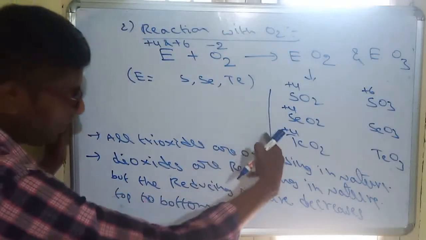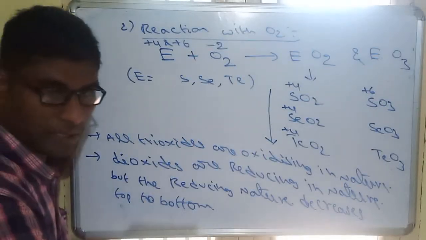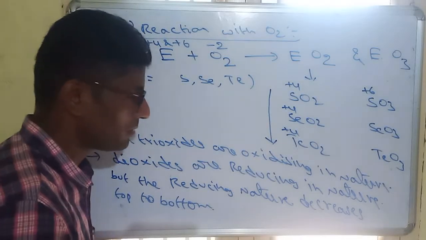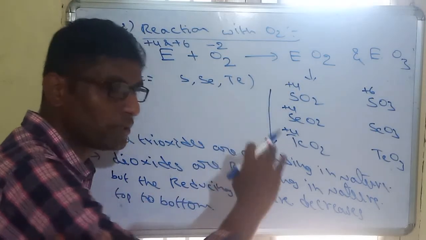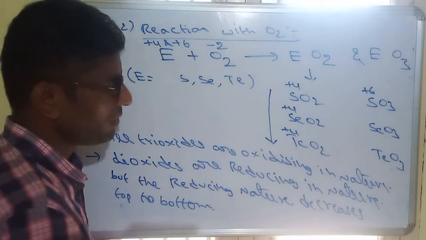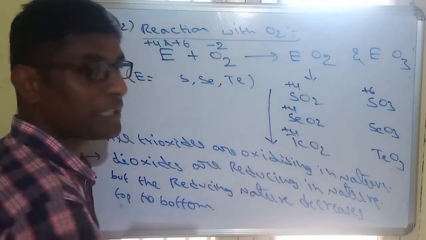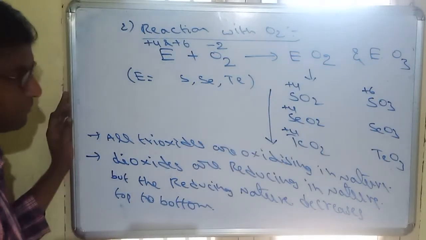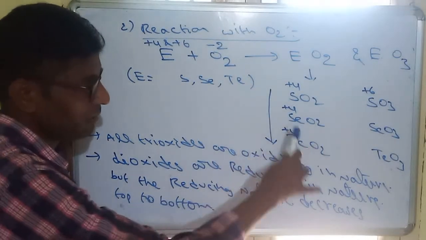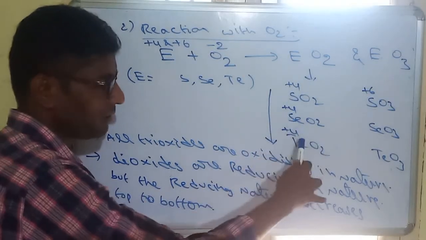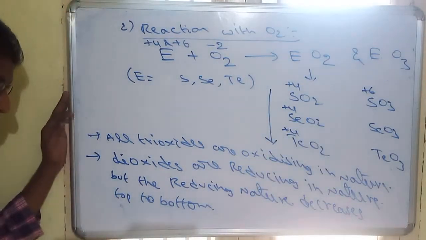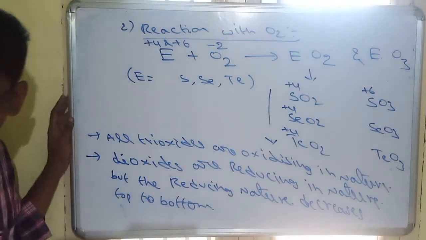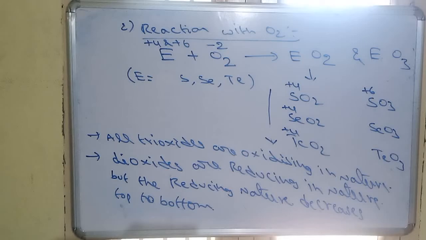Remember, top to bottom, reducing nature decreases due to decreasing bond dissociation energy. Hence, reducing nature decreasing means oxidizing nature increasing. So TeO2 is oxidizing, whereas the remaining two are reducing. Normally all are reducing, but these two are highly reducing and this is nearly oxidizing. So reducing nature decreases top to bottom. So this is about oxides.